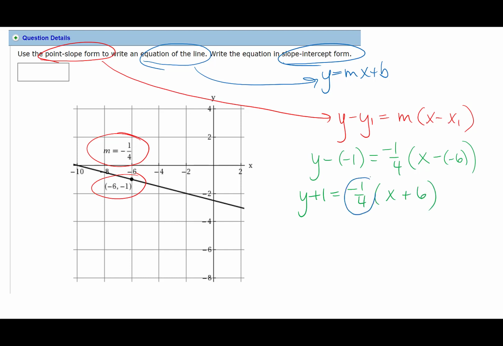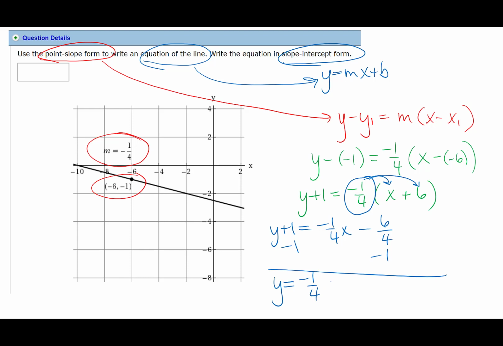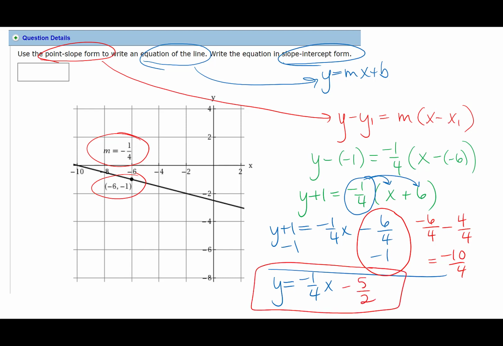Now I want you to take this fraction, negative 1/4, and distribute to x plus 6. That would be y plus 1 equals negative 1/4 x minus 6/4. All right, we're almost done. Now we'll subtract 1 from both sides. Y equals negative 1/4 x. Right here, if you need your calculator, that's okay. This is negative 6/4 minus 4/4, which is negative 10/4, which simplifies to negative 5/2. So the equation in slope-intercept form is y equals negative 1/4 x minus 5/2.